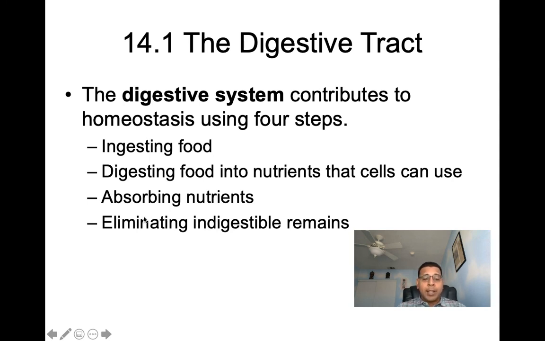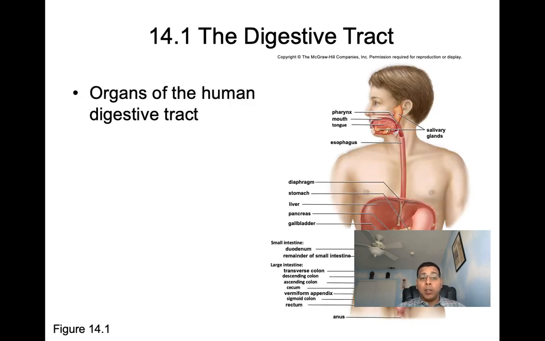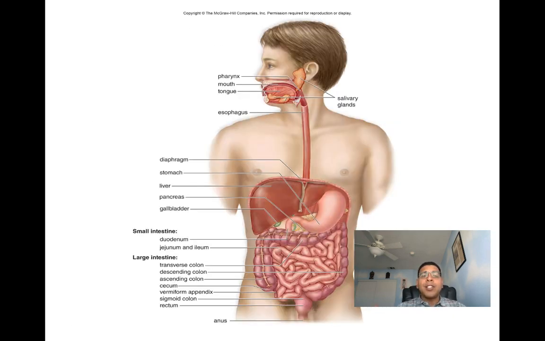Digestion is going to take place within a tube that's called the digestive tract or your gastrointestinal tract. This digestive tract, or GI tract, is going to begin with the mouth, we see here, and it's going to end after we pass all of these various organs. It's going to end, you can see here, with the anus. So again, this digestive tract will begin with the mouth and it ends with the anus.